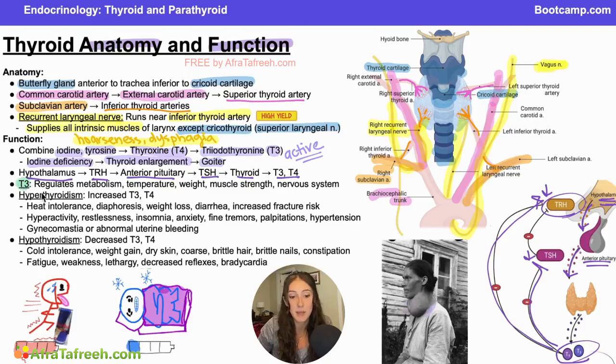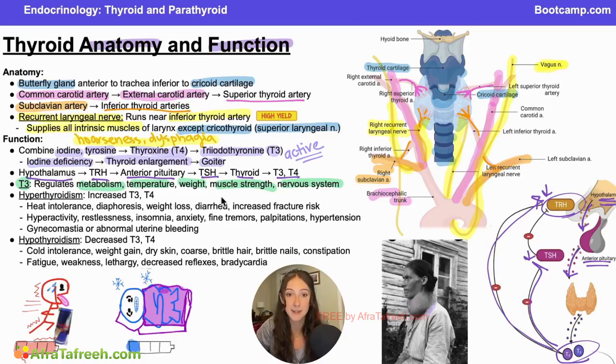But what do they do? Well, T3 and T4 — I only listed T3 here because it is the more active form, but T4 also has these effects — are going to be responsible for regulating metabolism, temperature, weight, muscle strength, and your nervous system. So all these different systems throughout the body. And that's what's going to lead to their widespread effects when we talk about states of dysregulation of your thyroid hormones. That is why you're going to see symptoms in so many different body systems, because of the wide array of jobs T3 and T4 have.